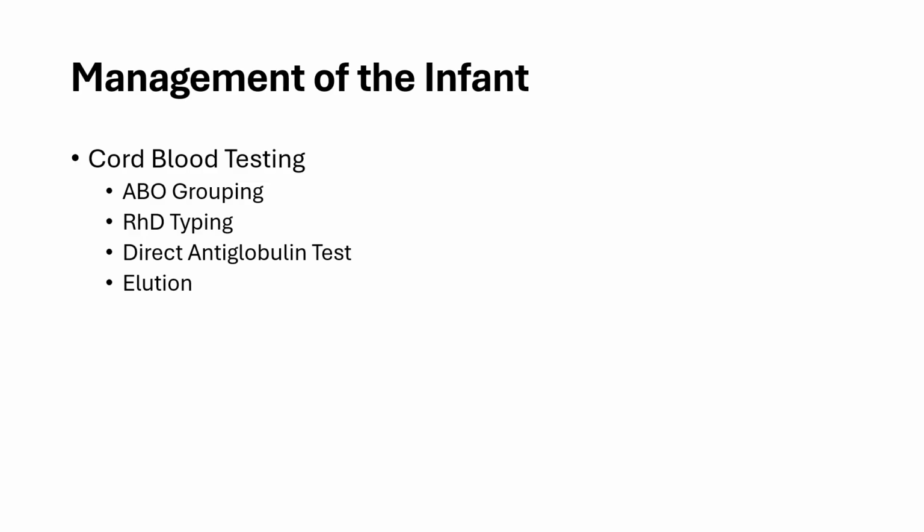For cord blood testing for hemolytic disease of the fetus and newborn, we would do an ABO grouping. This would help to determine the blood group of the newborn. We would do RhD typing to determine the Rh status. We would also do a direct antiglobulin test, or a DAT, to detect antibodies that are bound to red cells, which could indicate immune hemolysis. We would also do an elution, which would be to remove and identify antibodies that are attached to the red blood cells.